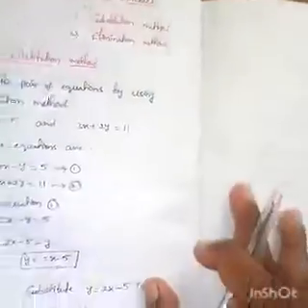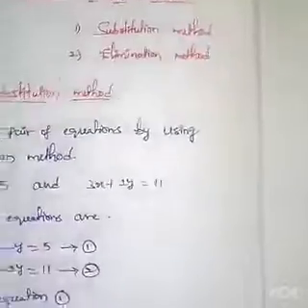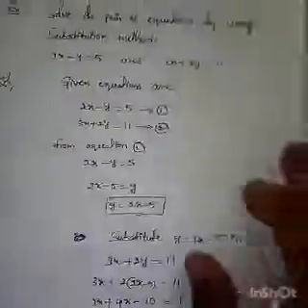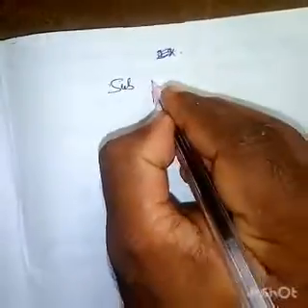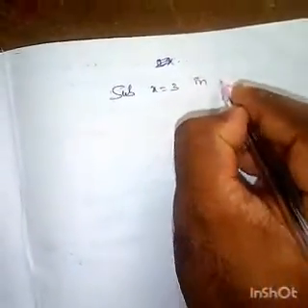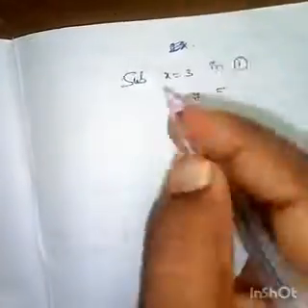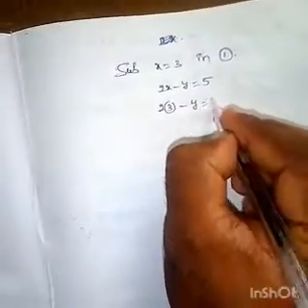You can select any equation by your choice. So now here I am selecting equation 1. So that means I substitute the x equal to 3 value in equation 1. What is equation 1 here? 2x minus y equal to 5. So if I substitute x equal to 3, that is 2 into 3 minus y equal to 5.